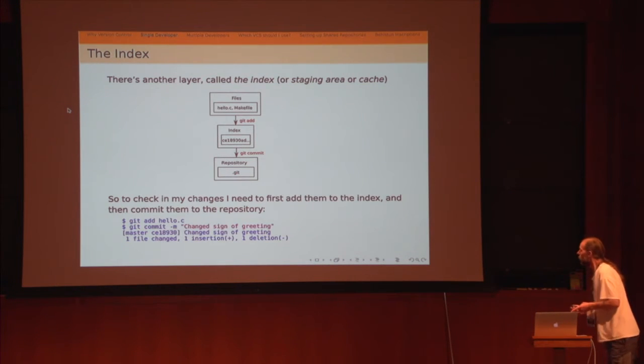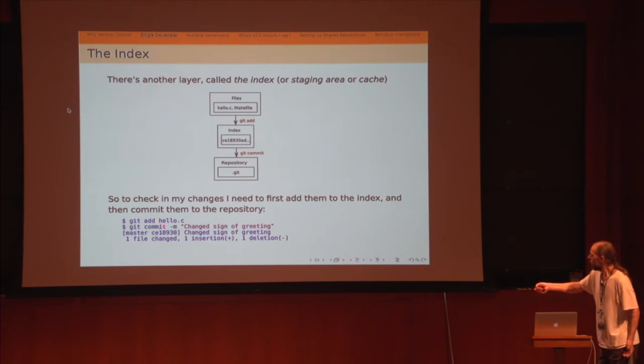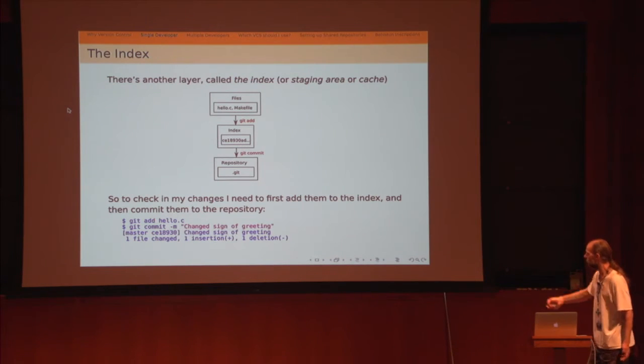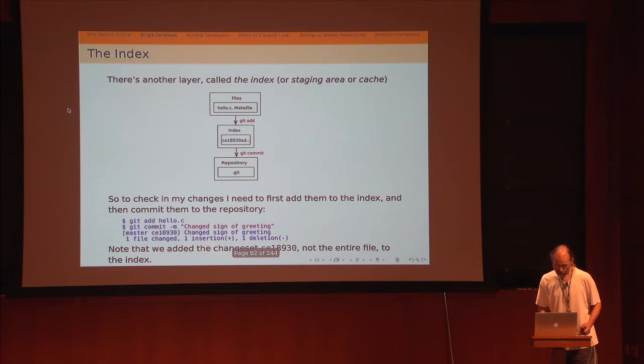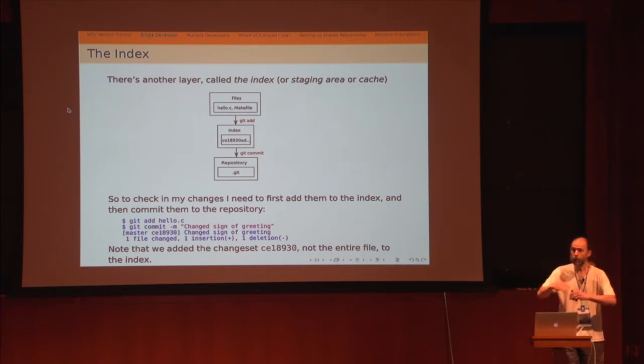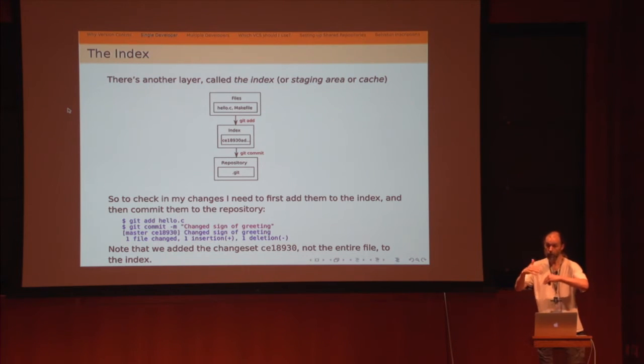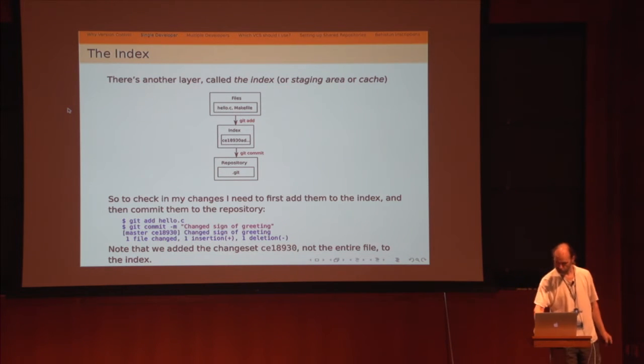So when I want to check my changes in, I first have to add them, and then I have to commit them. And if I do that, it's no problem, and I get a message that the master CE18930, which is a SHA, change the sign of the greeting. What we did was, you will notice, that we added this change set, not the file. So this commit just remembers the changes. I told you earlier we were only handling changes. Here we're adding the changes.